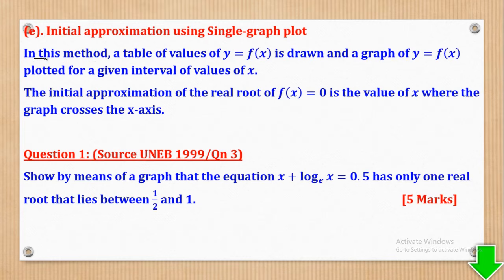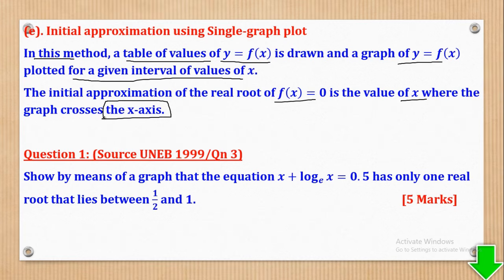answer such? So in this method, a table of values of that very function is drawn, and a graph of y equal to fx is plotted for a given interval of values of x. The initial approximation of the real root of this is the value of x, where the graph cuts the x-axis. In other words, it is the x-intercept. So if it is one graph, always remember that the x-intercept will be the initial approximation of the root. So you shall use that knowledge to go through this question.